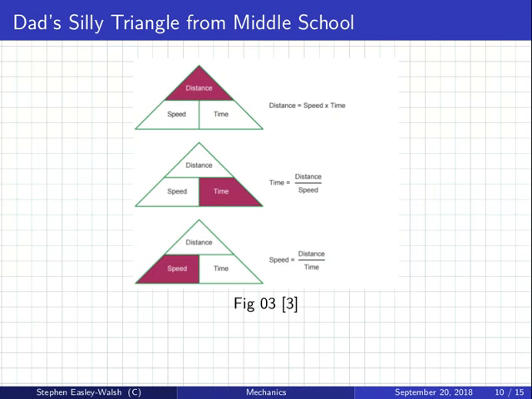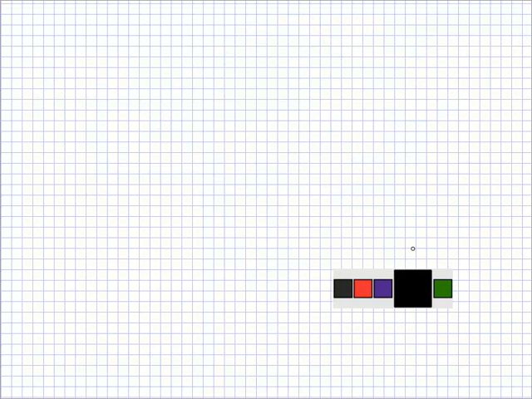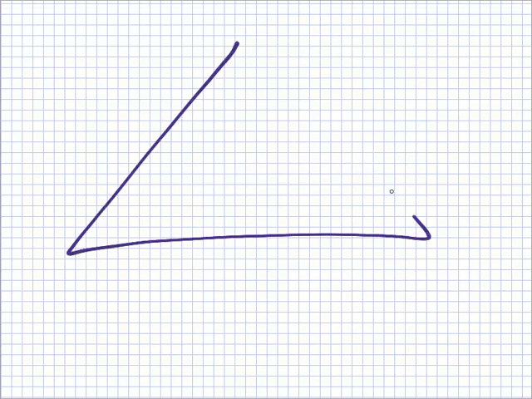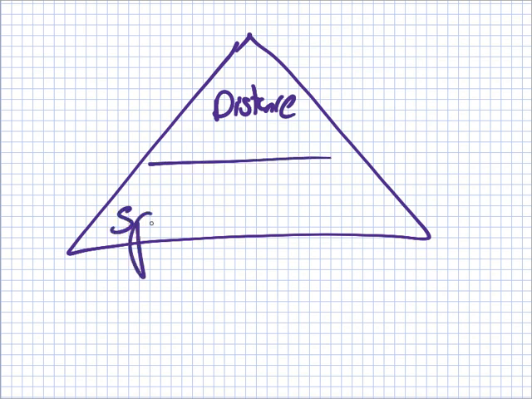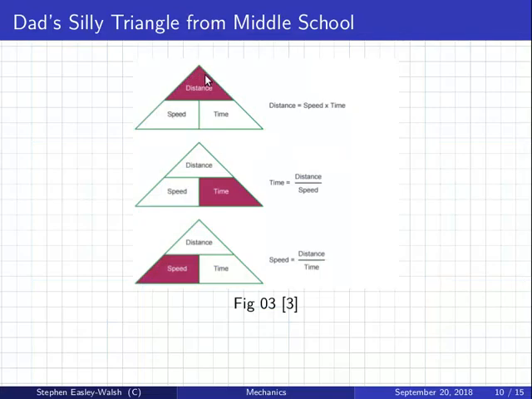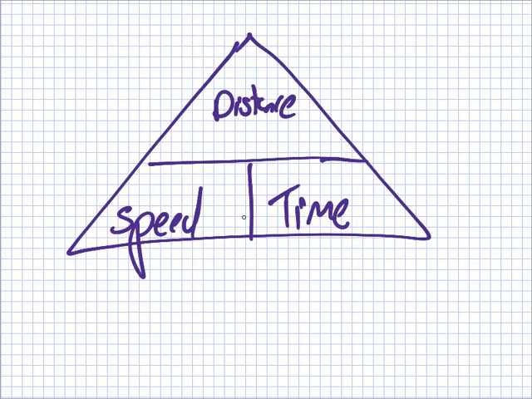Next, Dad's silly triangle from middle school. I'm sure you've seen this one. So you have this triangle which is quite useful. Distance, speed and time. If you want distance, distance is speed multiplied by time. If you want time, time is distance over speed. And if you want speed, speed is distance over time. So this one triangle can tell you all of them.